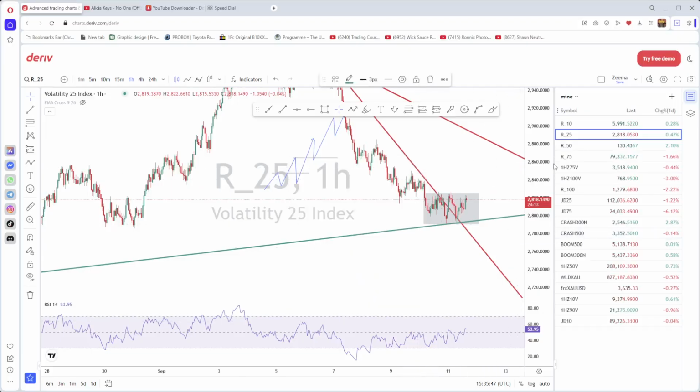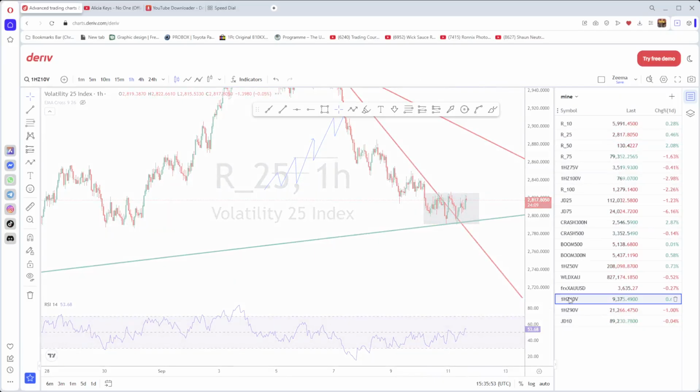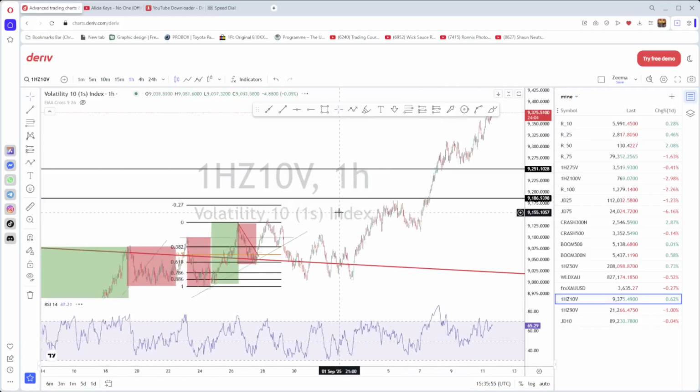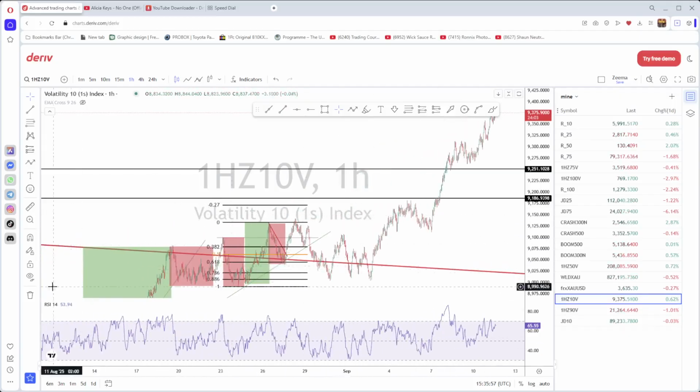One more chart. 10s. Let's go at 10s. Let's do a fresh one on this.